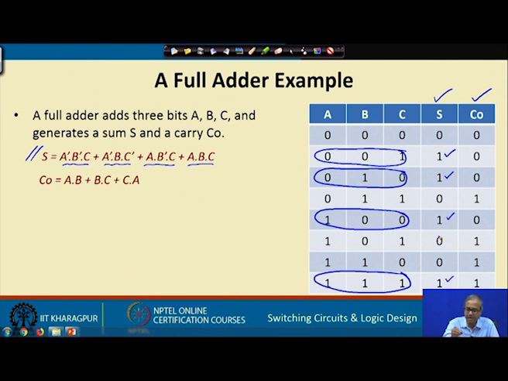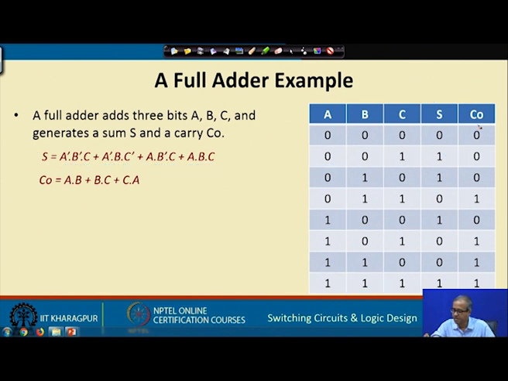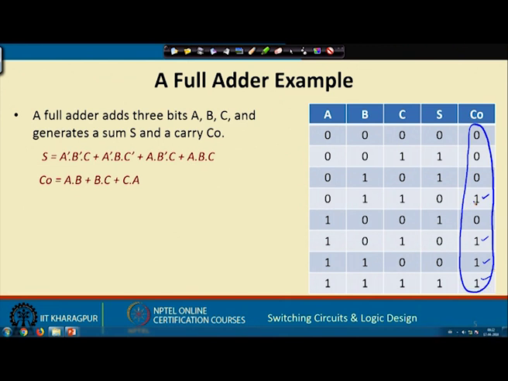Now, let us come to the carry. Look at the carry function again. For the carry also, you see there are 4 ones, 1, 2, 3 and 4. So, if you follow that same principle, what will be the expression? 0 1 1 is a bar b c, plus second one is 1 0 1, a b bar c, plus third one is 1 1 0, a b c bar, and 1 1 1, plus a b c.